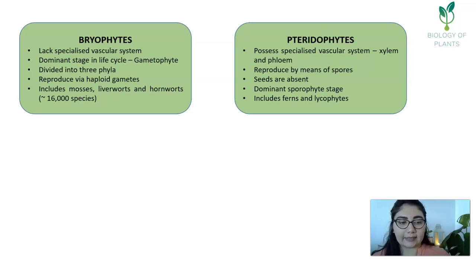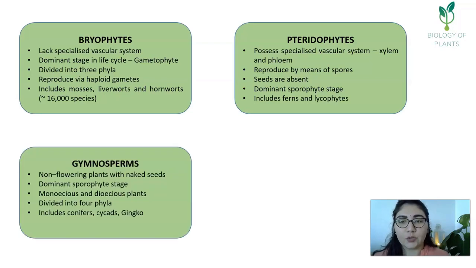In their life cycle, the dominant stage is the diploid sporophytic or sexual stage, and this group includes ferns and lycophytes. Gymnosperms are non-flowering plants with naked seeds, and here also the dominant stage is the diploid sporophytic stage. Now, in gymnosperms and also in angiosperms, you can see the existence of monoecious and dioecious plants.